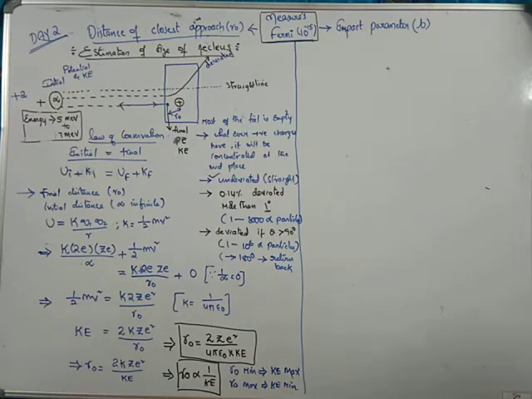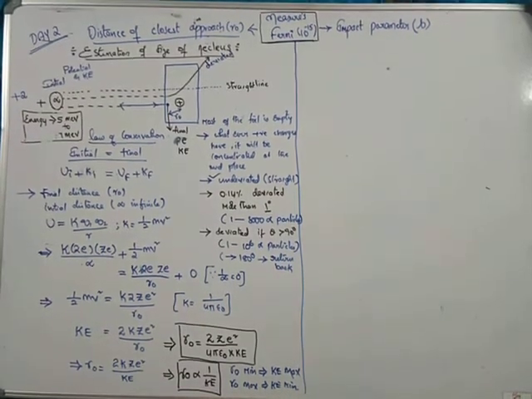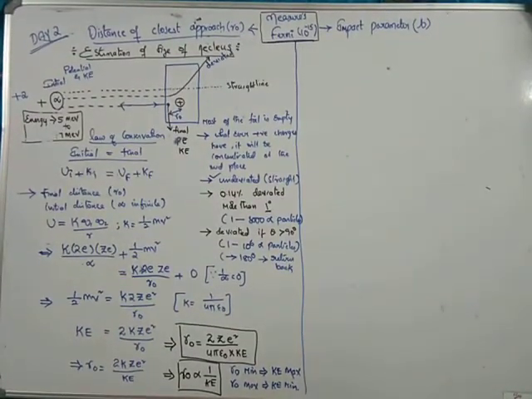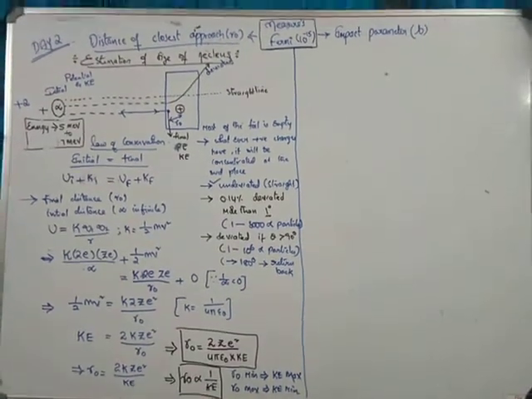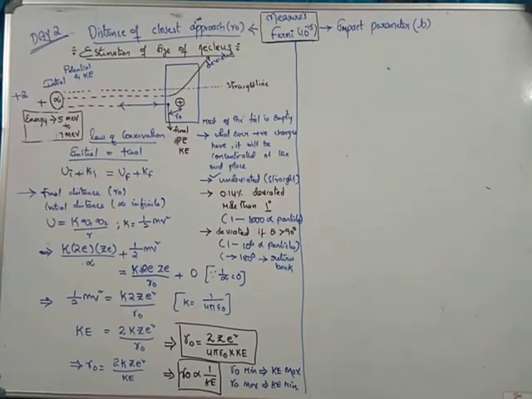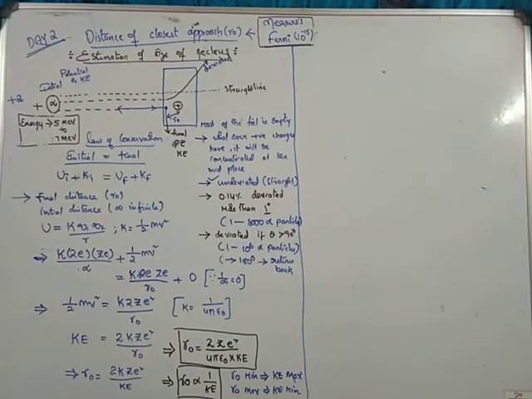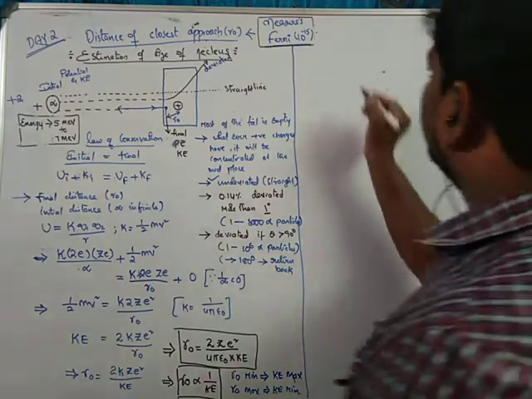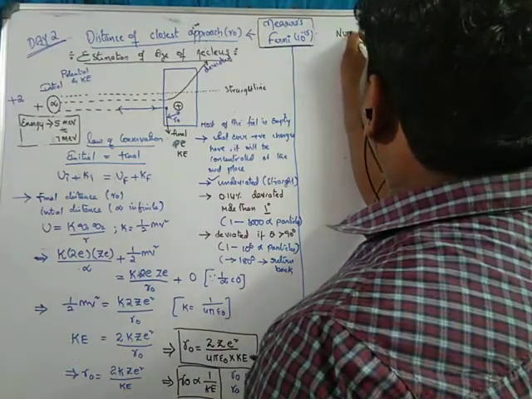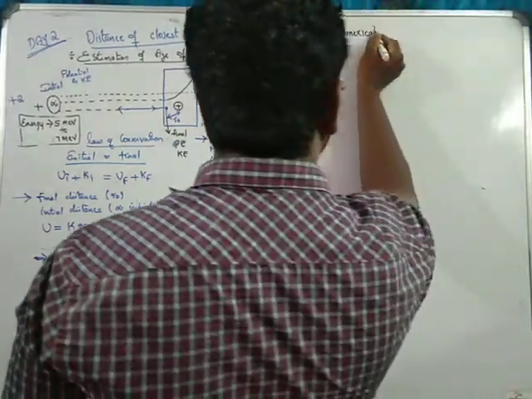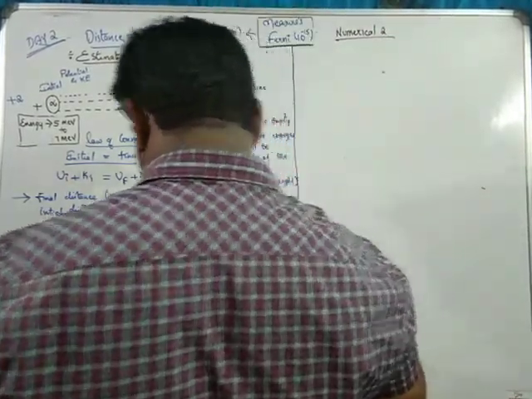Next, impact parameter B. Okay, instead of doing impact parameter, let us consider some numericals. So based on this formula, we already did the first numerical, now consider numerical 2.